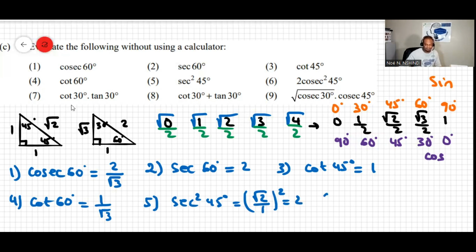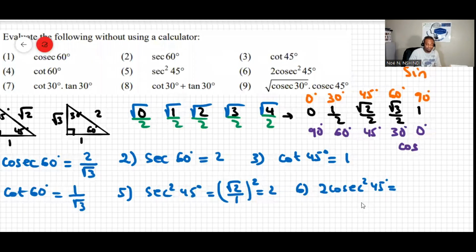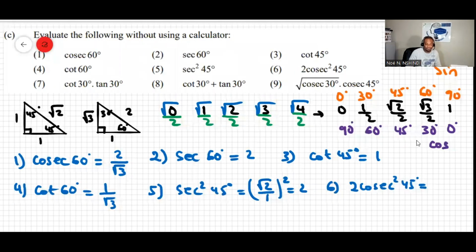And then 6 says 2 cosec squared of 45 degrees will be, 45 degrees. Cosec is the inverse of sine. So sine is going to be like 1/√2, or look here, √2/2, and then the inverse. So let me write it like this. I can use either the diagram here or what I wrote there. I prefer to go over here.